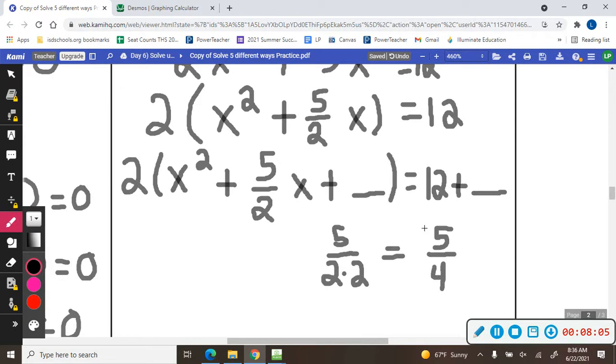And then you square both of these. So you get 25 over 16. So that's what you're going to add to both sides. You're going to add 25 over 16. Now, this is actually 2 times 25 over 16. So this is going to become 25 over 8 over here.